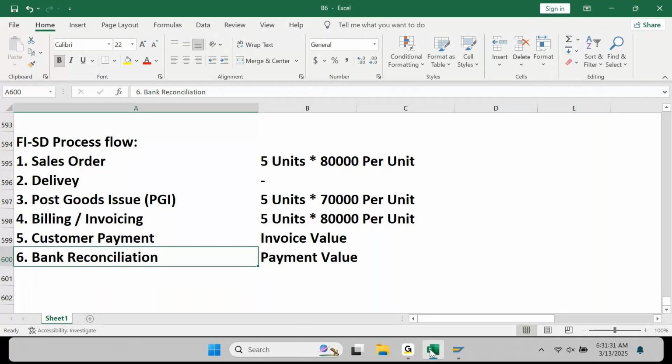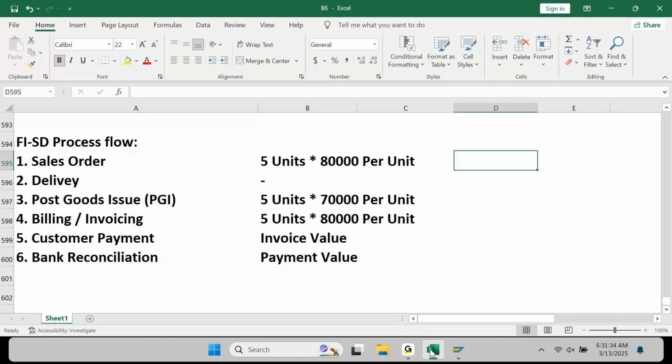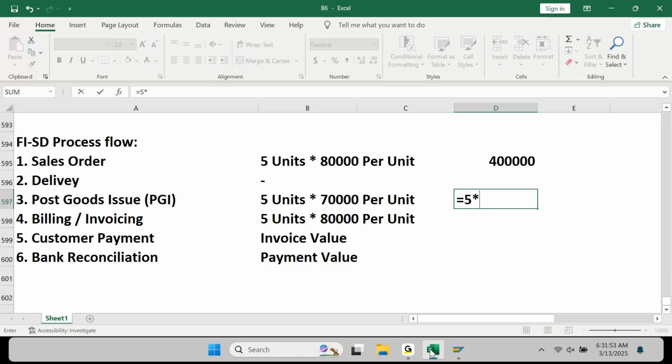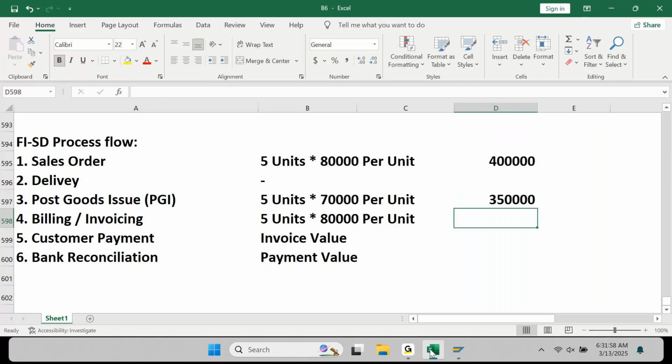Now, first one, if we look at it, the sales order value is how much in this case? It should be 80,000 multiplied by 5, 4 lakhs, or 400,000. There is no value here. PGI is 5 multiplied by 70,000, 3 lakh 50,000. What would be the invoice? 4 lakhs, 5 into 80,000.